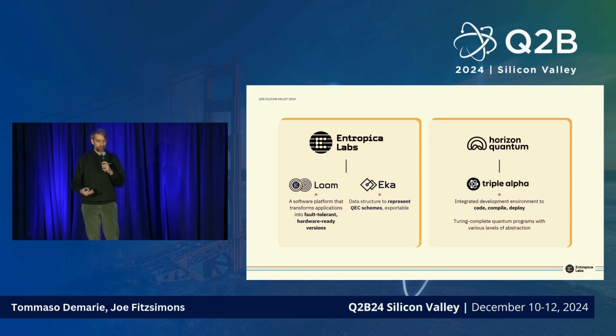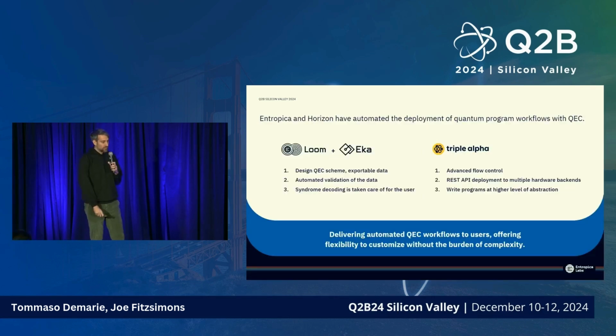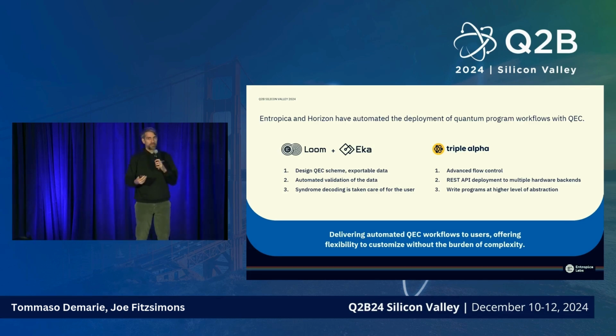And what we want to do with this collaboration is to enable people to very easily deploy quantum error correction experiments on multiple quantum computers, putting together Loom, our product, and Triple Alpha. And what I will show you today is how you can do that. And actually, I also want to show to you a different way to think about quantum programs for quantum computers. So that will be the main part of the talk today.